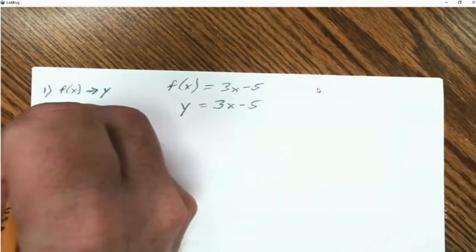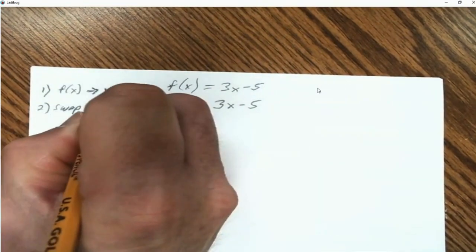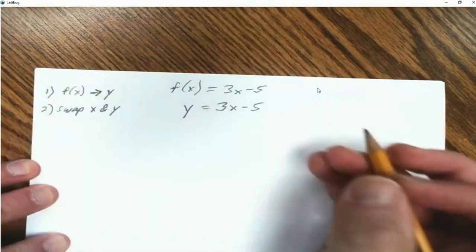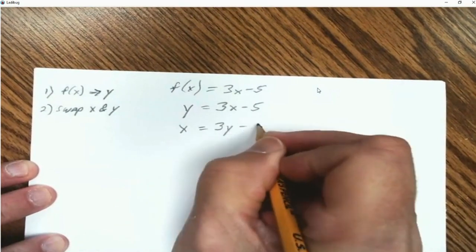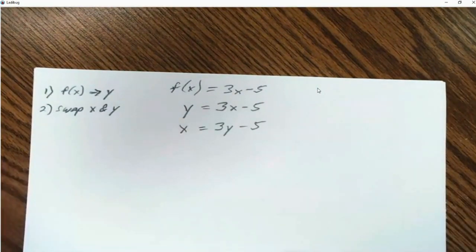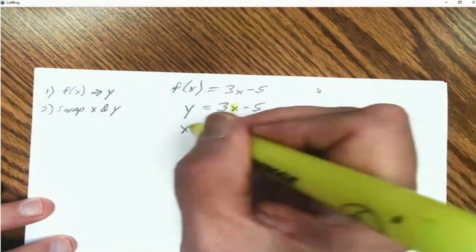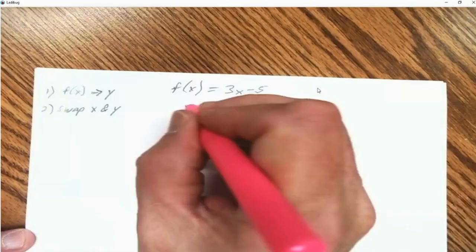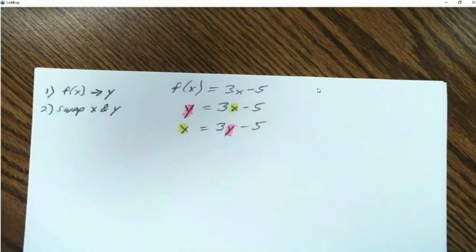Step 2, swap x and y. I'm going to swap those. So x equals 3y minus 5. See, I just took the x and I moved it over to where the y was, and I took the y and moved it over to where the x was. I just swapped them places.